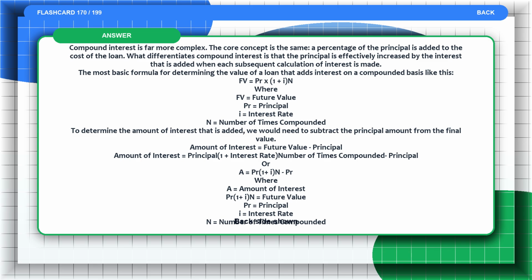Amount of interest equals future value minus principal. Amount of interest equals principal x (1 plus interest rate)^number of times compounded minus principal, or AI equals PR(1 plus I)^N minus PR, where AI equals amount of interest, PR(1 plus I)^N equals future value, PR equals principal, I equals interest rate, N equals number of times compounded.